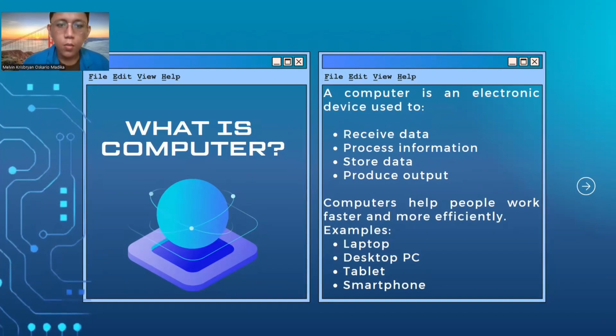Okay, first, what is a computer? As you can see, there are several uses of a computer. First, to receive data. Second, to process information. Third, to store data. And fourth, to produce an output. In fact, computers help people work faster and more efficiently. And there are some examples of a computer such as laptop, desktop PC, tablet, and a smartphone.